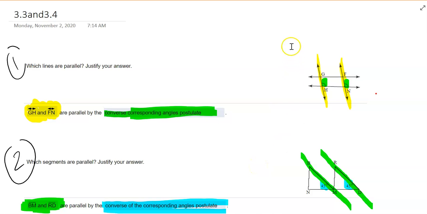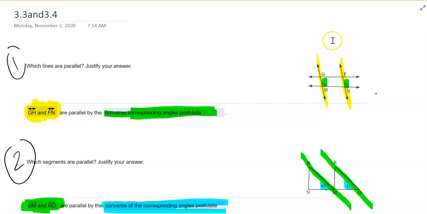Yo, yo, yo, we are looking at sections 3.3 and 3.4. We're looking at what happens when the lines that the transversal intersects are indeed parallel. And so when this happens, that means that our corresponding angles here must be congruent, as we can see there.